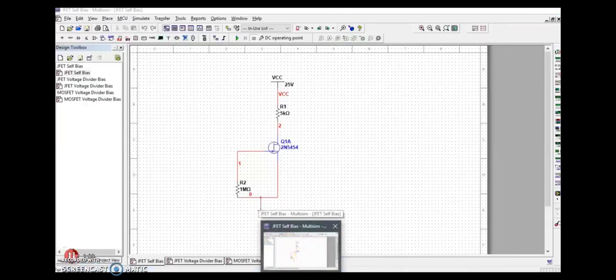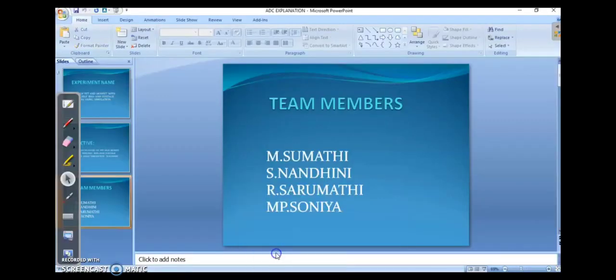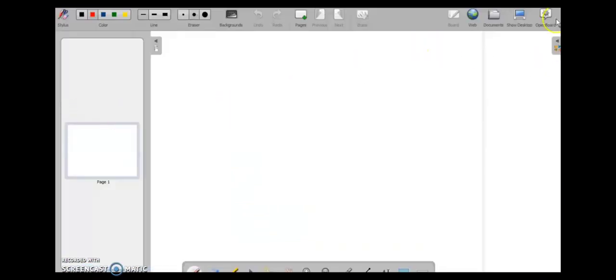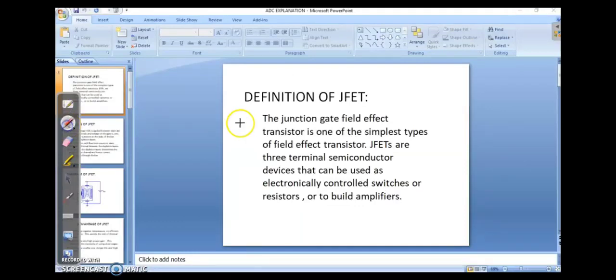Before seeing the simulation, we will see a little concept about this experiment. First we are going to see about the JFET. JFET is nothing but the junction gate field effect transistor, one of the simplest types of field effect transistor. JFETs are three-terminal semiconductor devices that can be used as electrically controlled switches or resistors, or to build amplifiers.